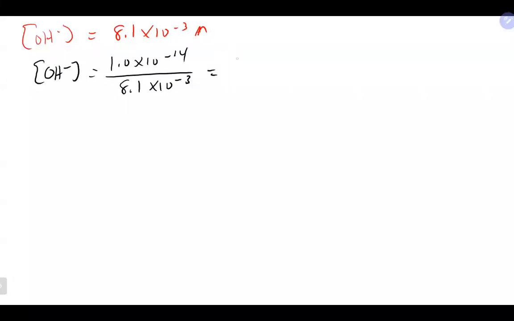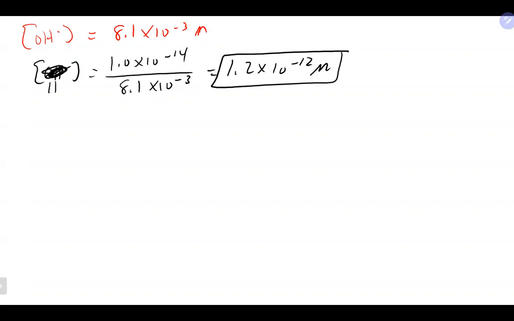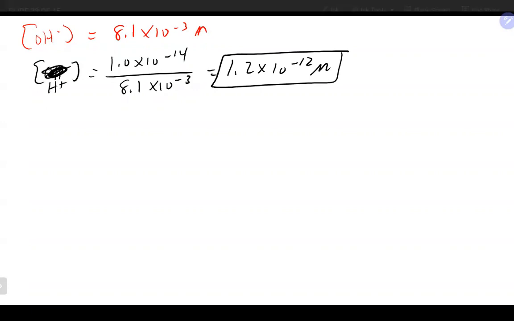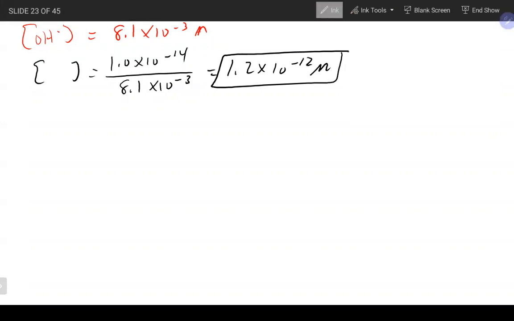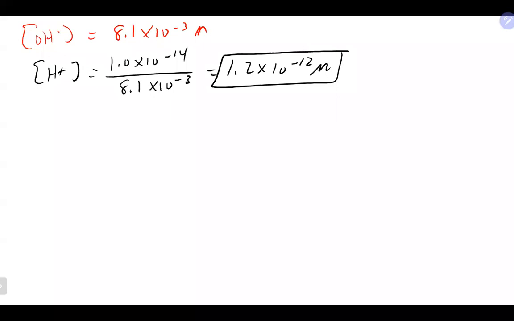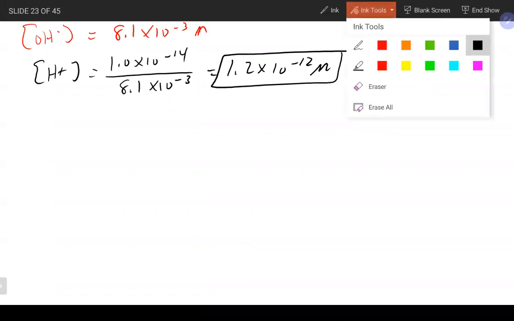Going to get us 1.2 times 10 to the minus 12 molar. In this case, that's our H plus, I'm sorry. In this case, our H plus concentration equals that. There you go. In this case, then the H plus is less than, which would be the other way around. I get that symbol, right?